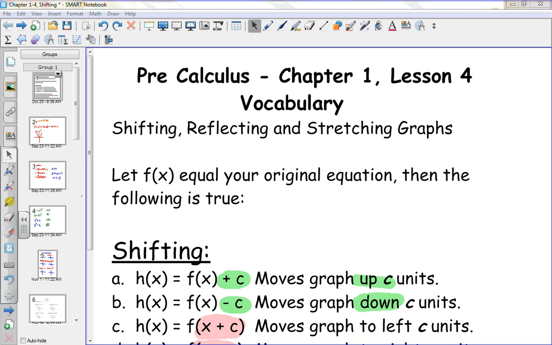Okay, pre-calculus, chapter 1-4 vocabulary. Now, this section 100% is a lot of review, major review from Algebra 2.